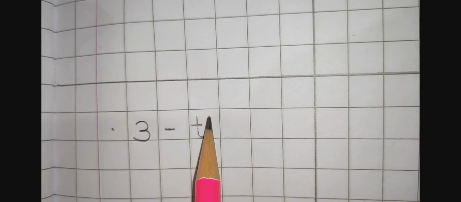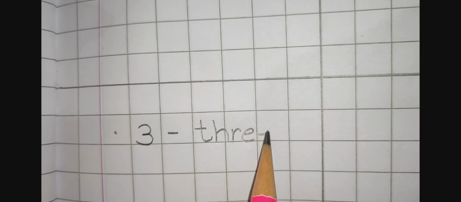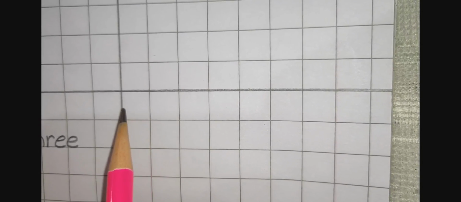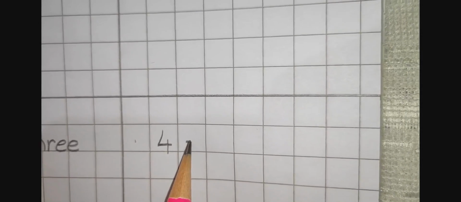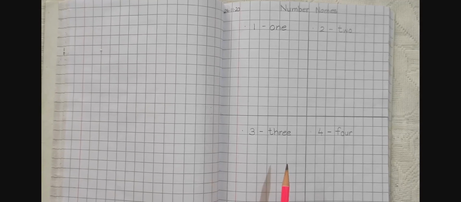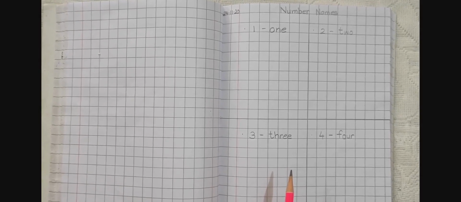T H R E E, 3. Next number is 4. We have to write number 4 after this standing line. Here we have a sleeping line. First we will leave one box, then we will put a dot in the second box and then write number 4. Then dash and then its name. F O U R, 4. Children, you have to write like this and complete the page.